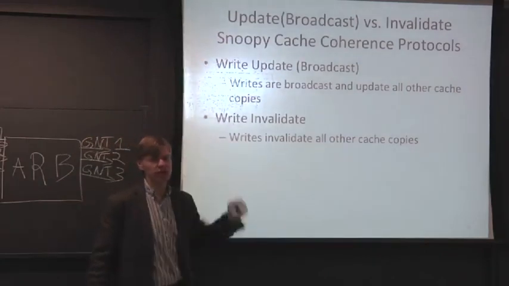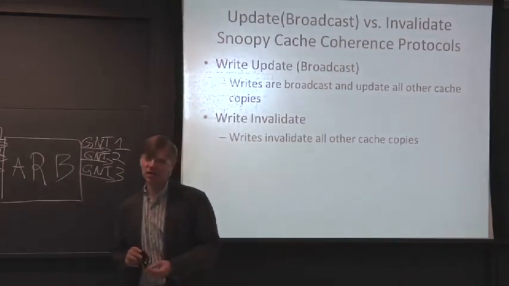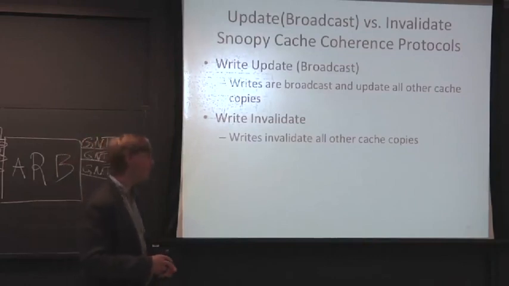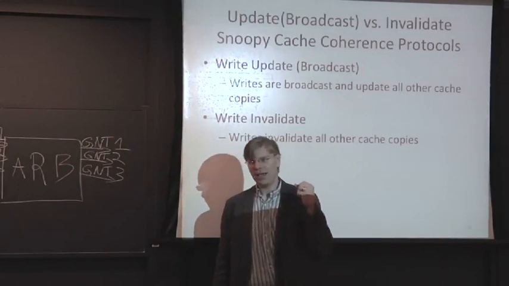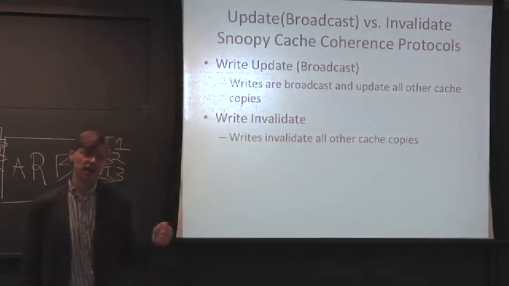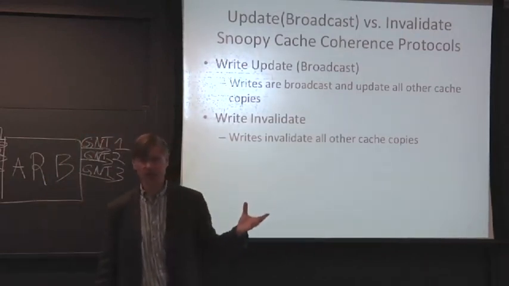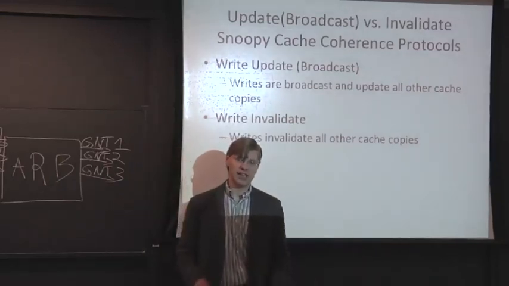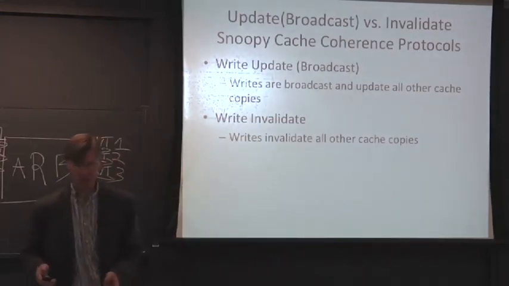The second thing you can do, which is actually more commonplace today, is called an invalidation protocol, or a write invalidate protocol. In a write invalidate protocol, whenever you do a write, you invalidate all other copies of a piece of data. By invalidating all other cache copies, you've effectively removed the possibility that you could have stale data. So let's look at these two protocols in more detail.